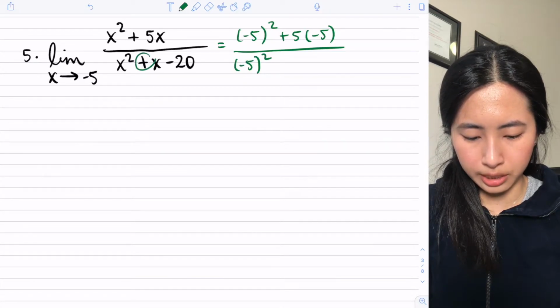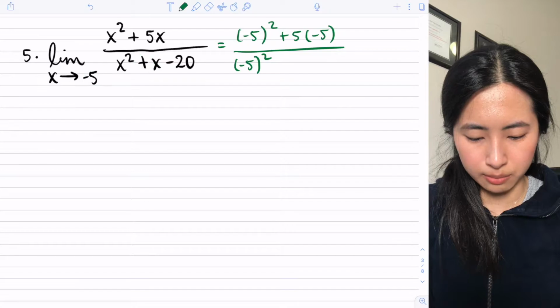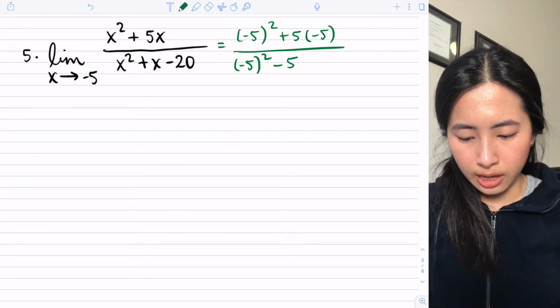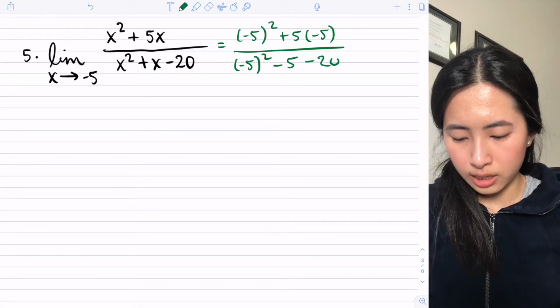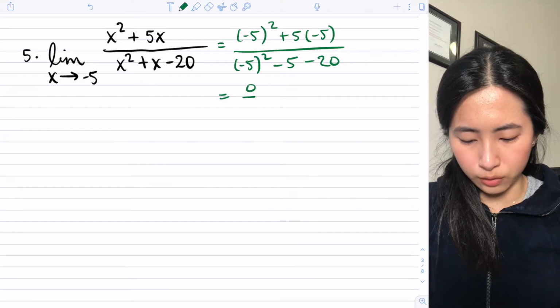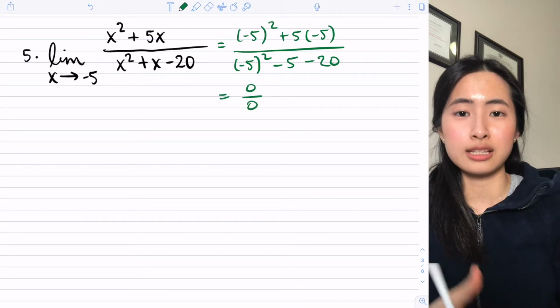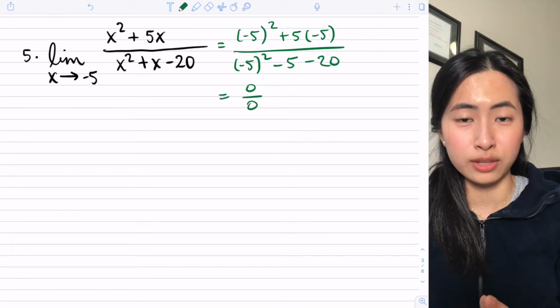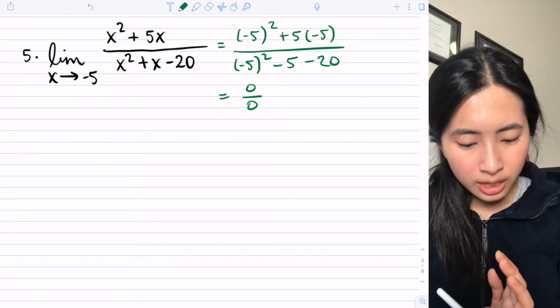plus x, and because this is a plus and you have negative 5, this becomes negative 5, and this is minus 20. We get 0 over 0. So as you can see, it's an indeterminate form. Therefore, we want to get rid of this indeterminate form by factoring.